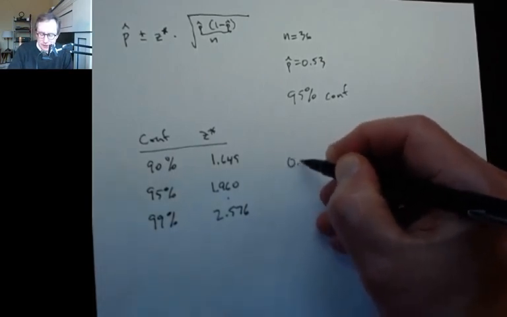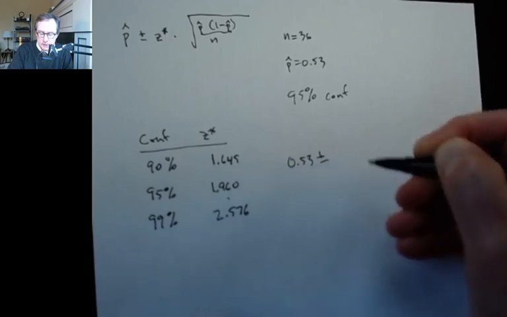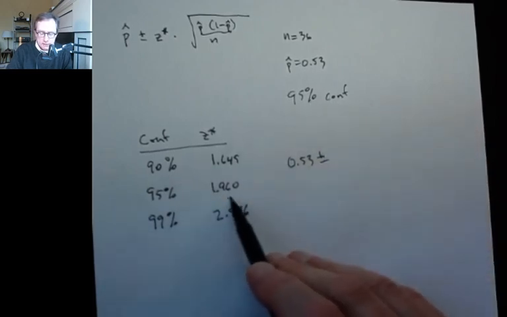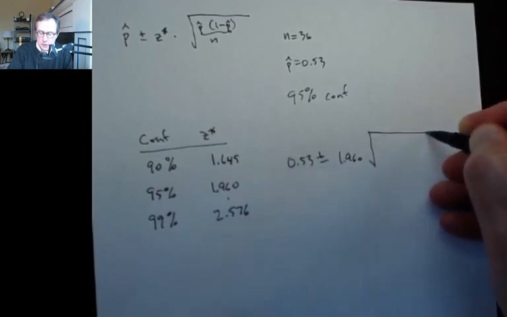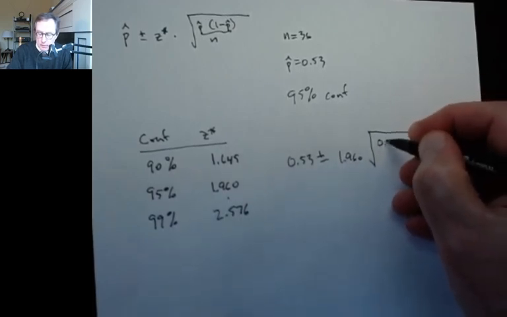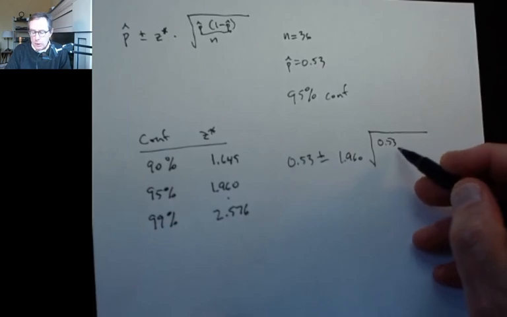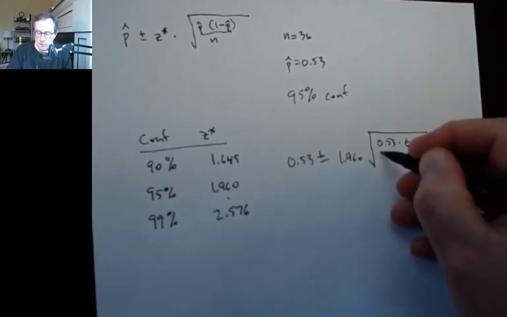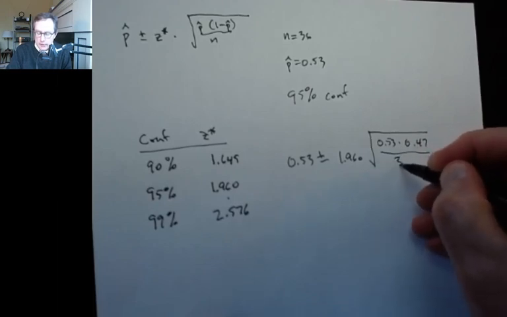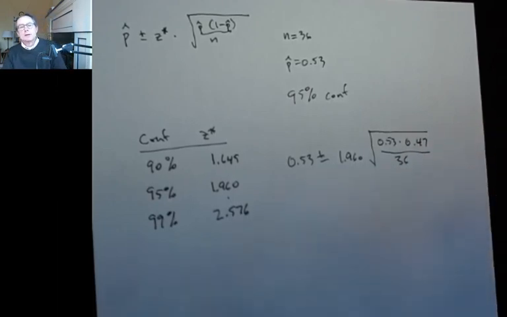So it's 0.53 plus and minus. A 95% confidence interval calls for 1.960, times the square root of 0.53 times 1 minus 0.53, which is 0.47. Got to multiply them and put it over 36 students. And the rest is calculator job.